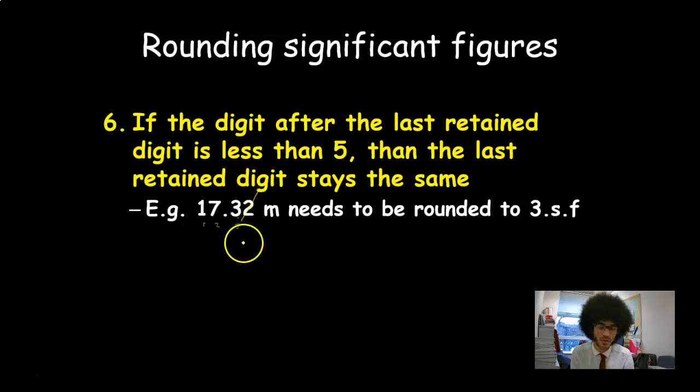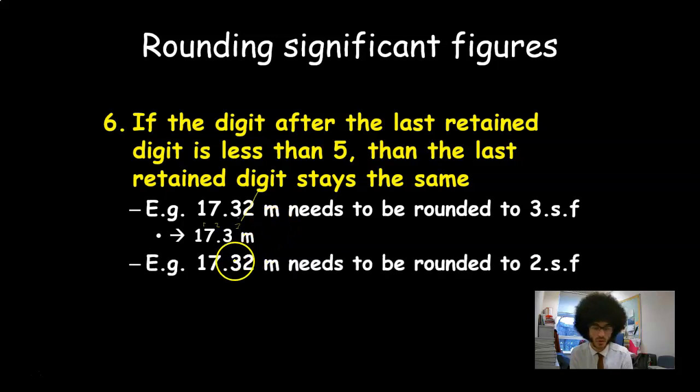So I get rid of that number because I don't need it, because I only need 3 significant figures. So my rounded number is 17.3. As another example, if I want to round this to 2 significant figures, again, 1, 2, this is my third number, and you can see that this is lower than 5, therefore I get rid of them. This doesn't change, so rounded it's just 17.